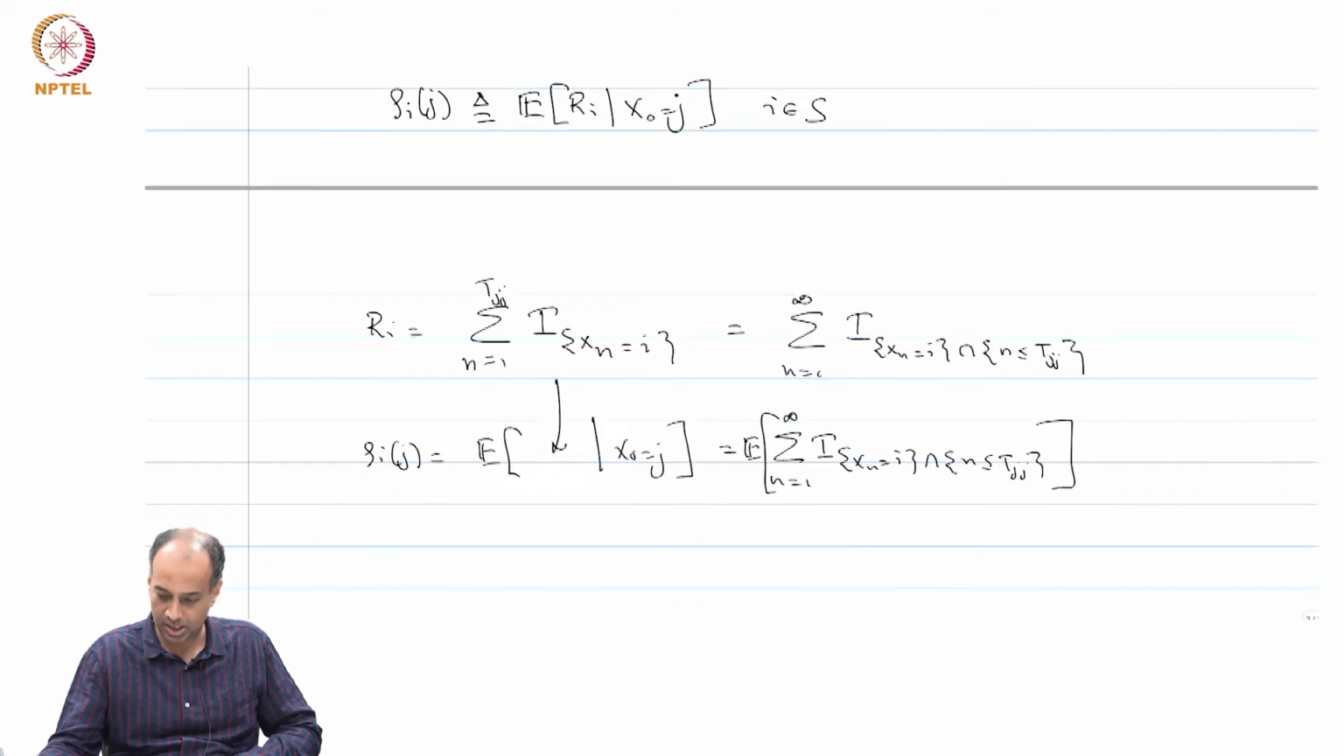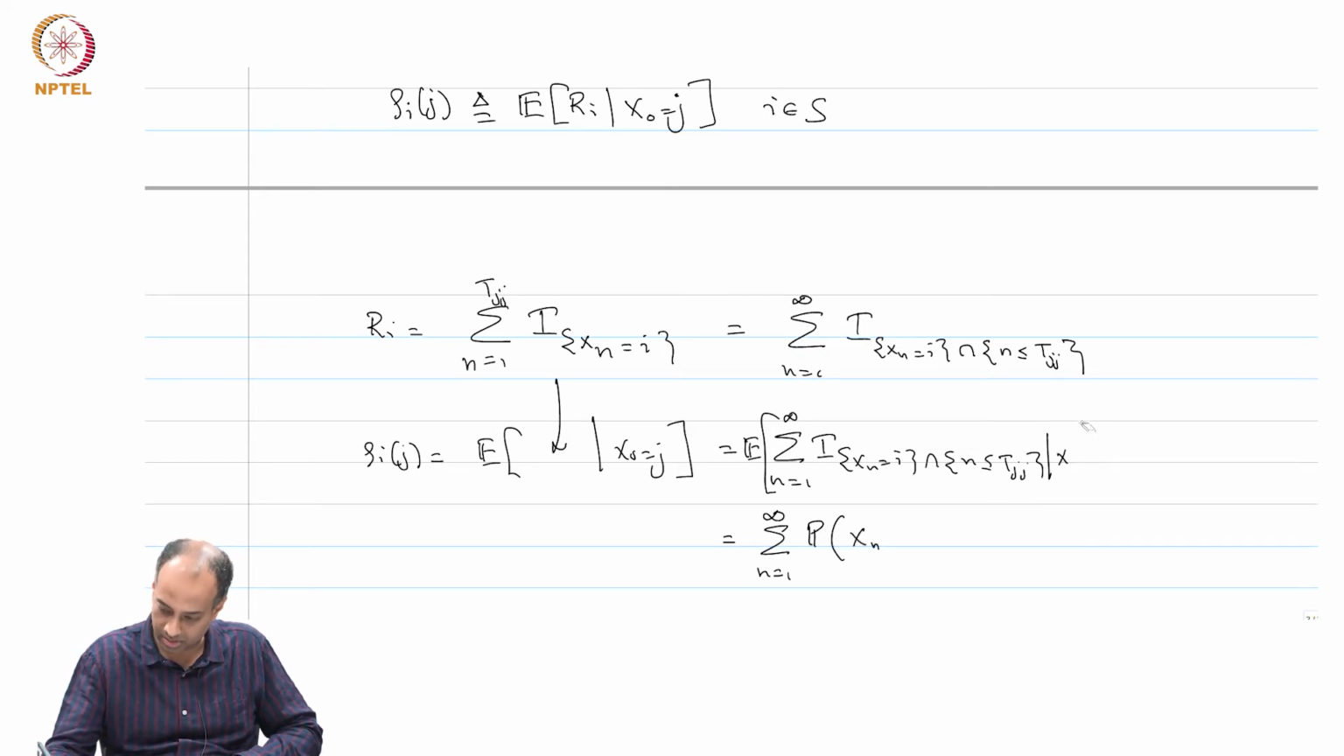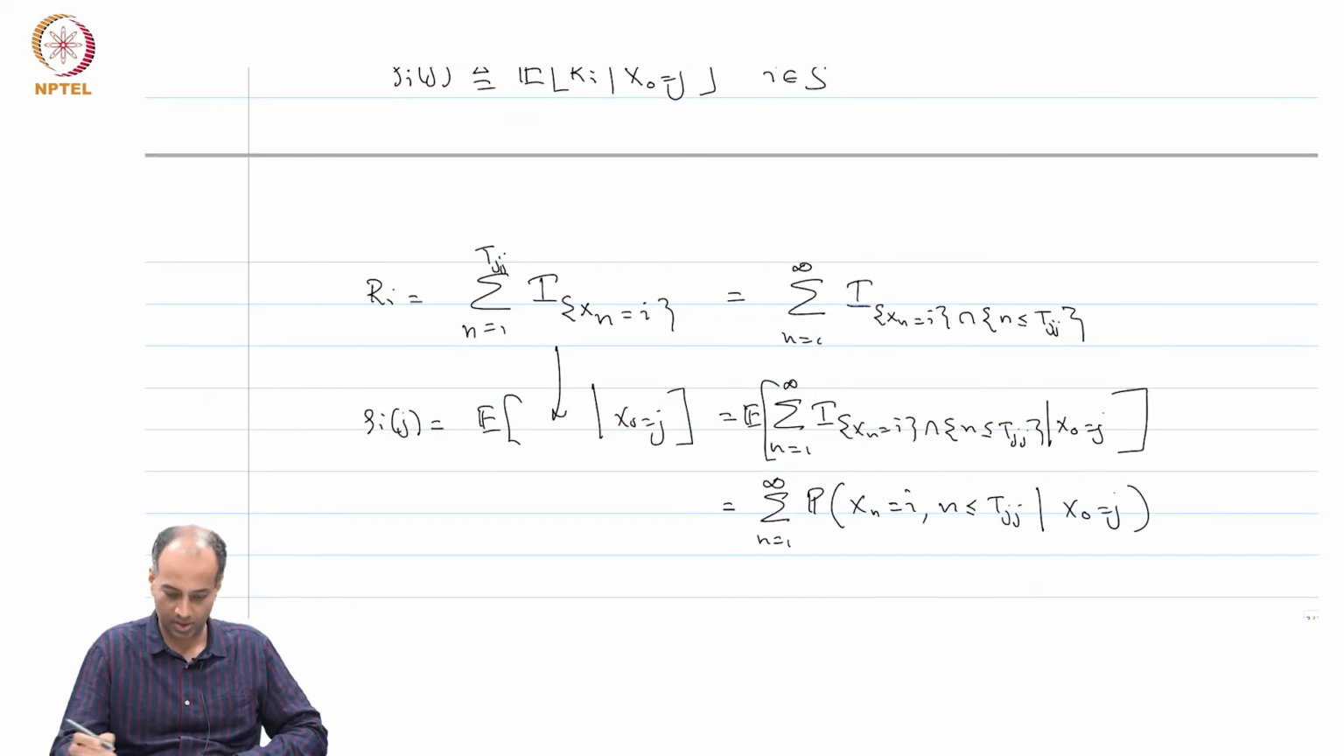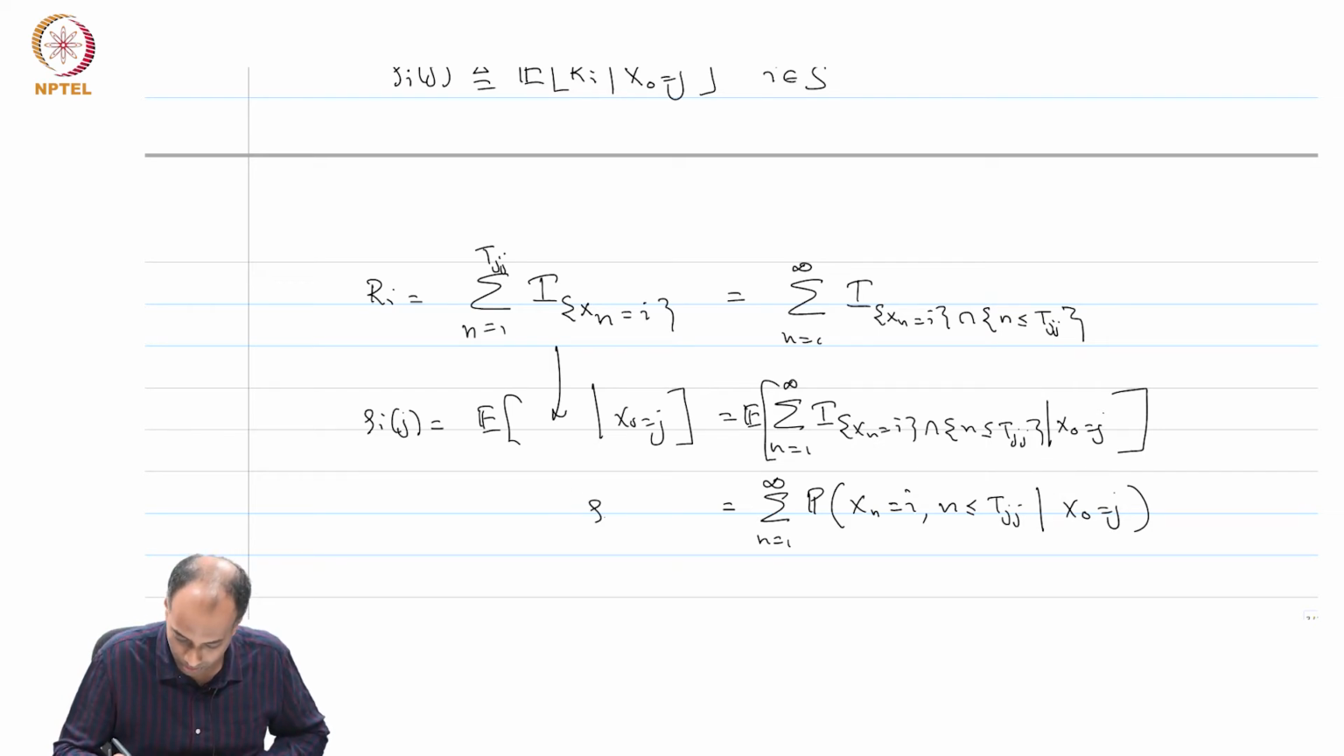I can take the expectation inside because all the terms are non-negative. So this just becomes the sum over n equals 1 to infinity of the probability that X_n is equal to i and n less than or equal to T_jj, given X_0 equals j. So this is my rho ij, rho i of j.